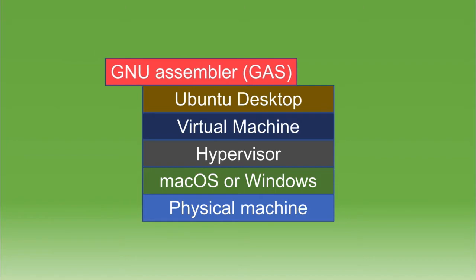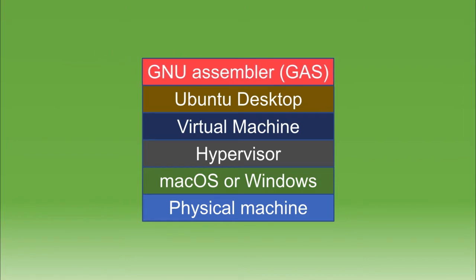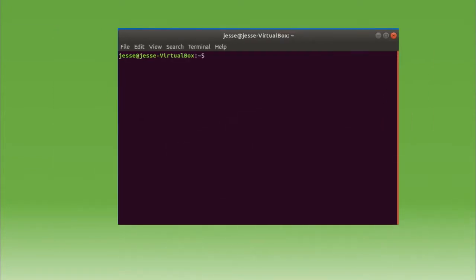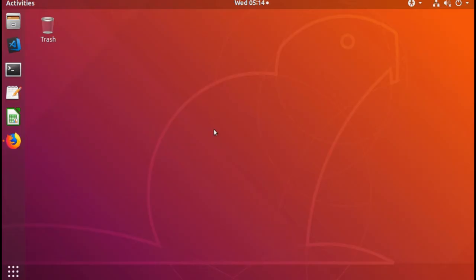In this video, we plan to install the GNU assembler, or GAS. But before we do that, we will first have a look at the terminal and some very commonly used Linux commands. Let's get started. We are now already on the Ubuntu desktop.